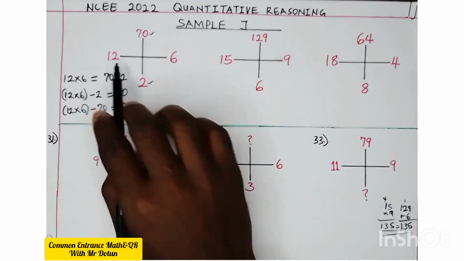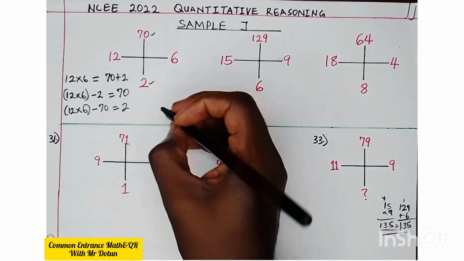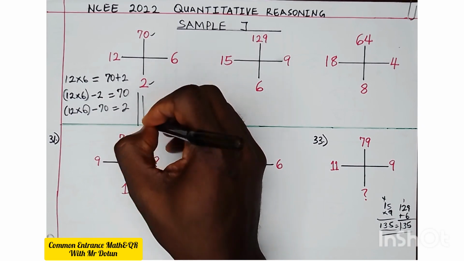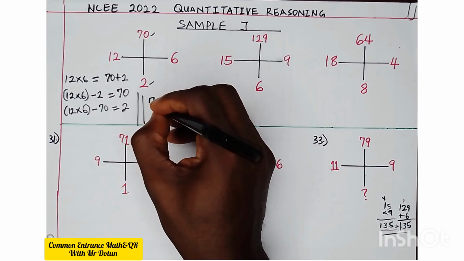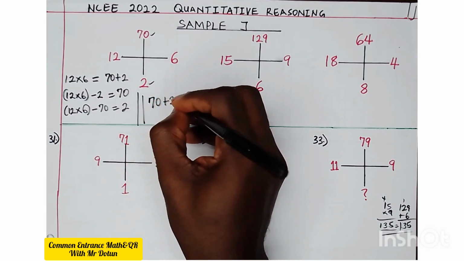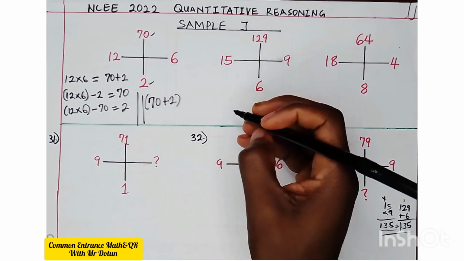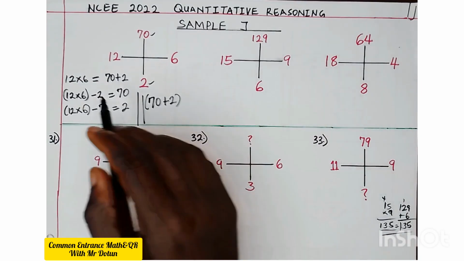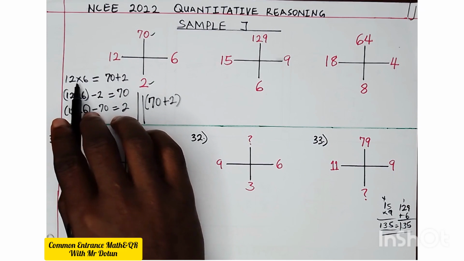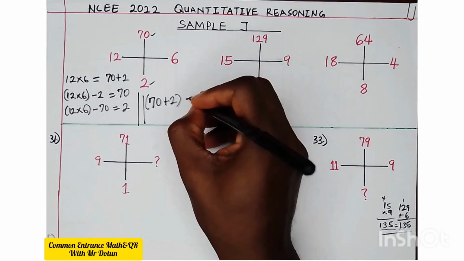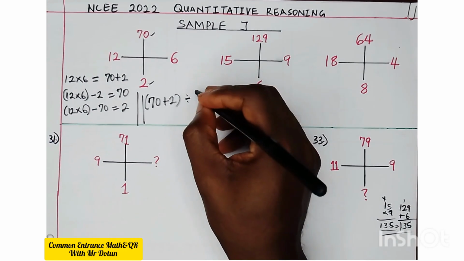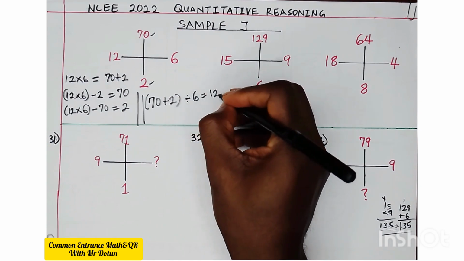So I have the formula for this and this. So then we have the multiplication part. Let's use the addition. That means I would have 70 plus 2 first. Because I multiply here, I'll have to divide. Divide this by 6, then I'll have my 12.